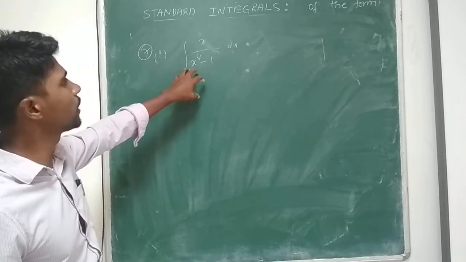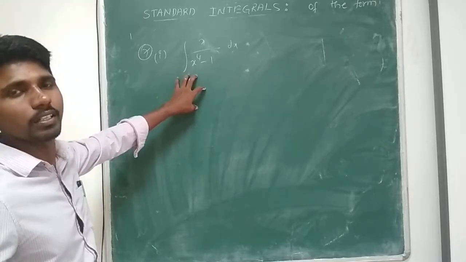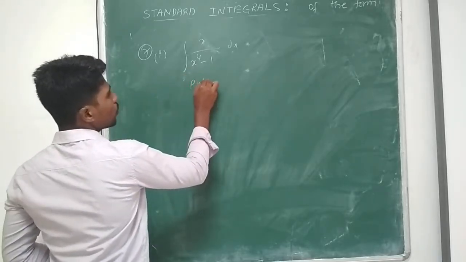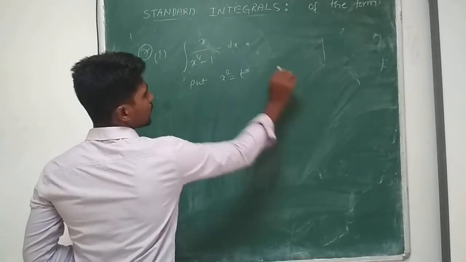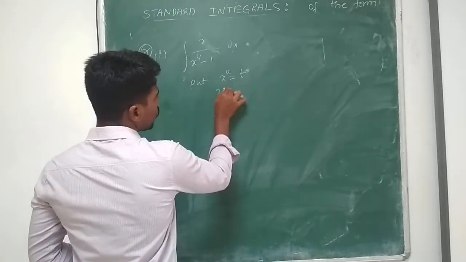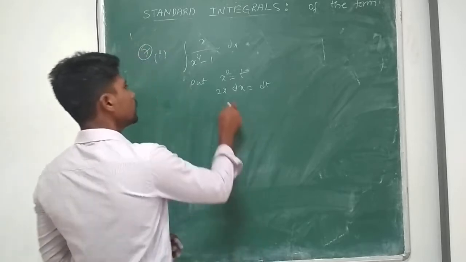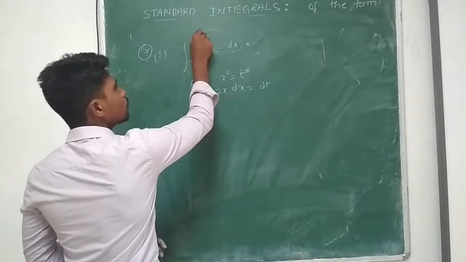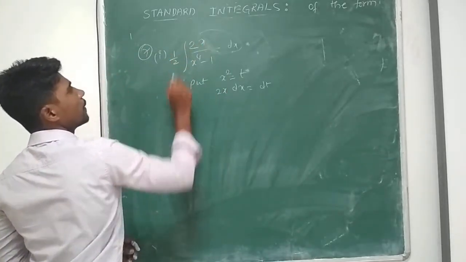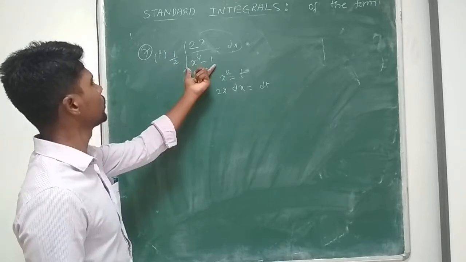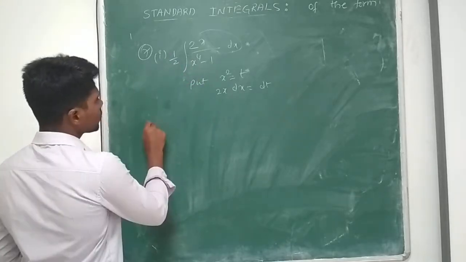So we can substitute in place of x square a variable t. So if I substitute x square as t, then 2x into dx will be equal to dt. See, in the numerator I have x dx. So what to do? Multiply and divide by 2. See, if I multiply and divide by 2, it reduces to this particular form. Then start doing the substitutions.